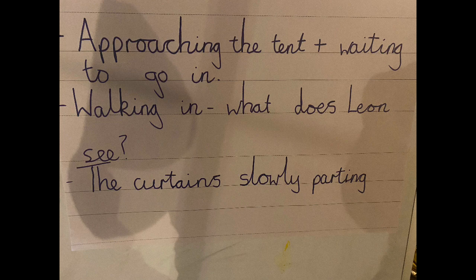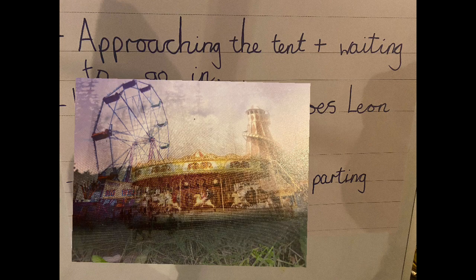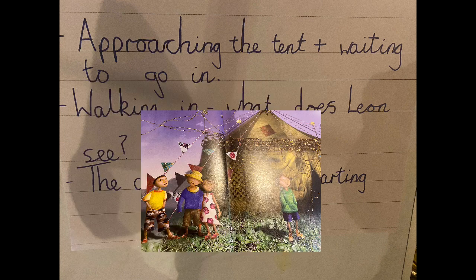Here's a guide about how I think you should map out your piece of writing. First of all, it should all be about Leon and his siblings approaching the tent and waiting to go in. So we can discuss walking past the helter-skelter, the big wheel, maybe we went past the candy floss stall, things like that. Then waiting outside, excitedly waiting to go in. This was the example that we used earlier for the fronted adverbial of place as well, outside the tent.